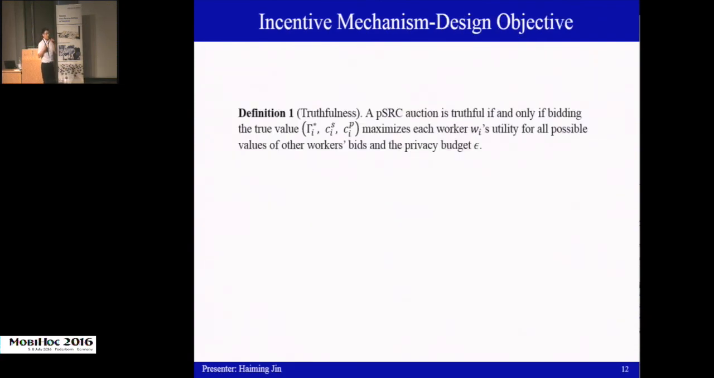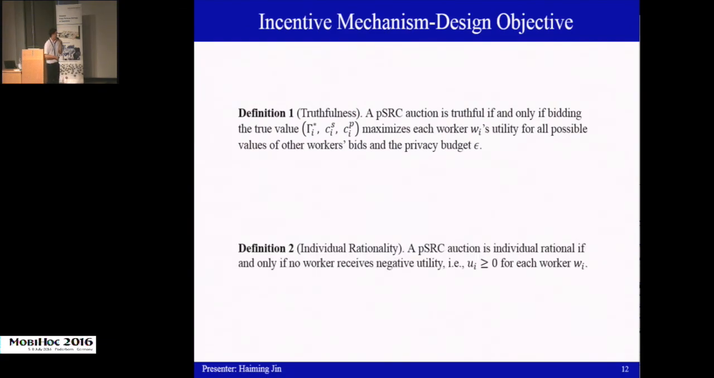So our design objective for the incentive mechanism is twofold. Our first design objective is to ensure truthfulness, which means that bidding the true value gamma I star, which is the true interested task set for worker I, and also CIS, which is the worker's true sensing cost, and CIP, which is the worker's true cost for unit privacy leakage, will actually maximize each worker's utility for all possible values of other workers' bids and the privacy budget epsilon.